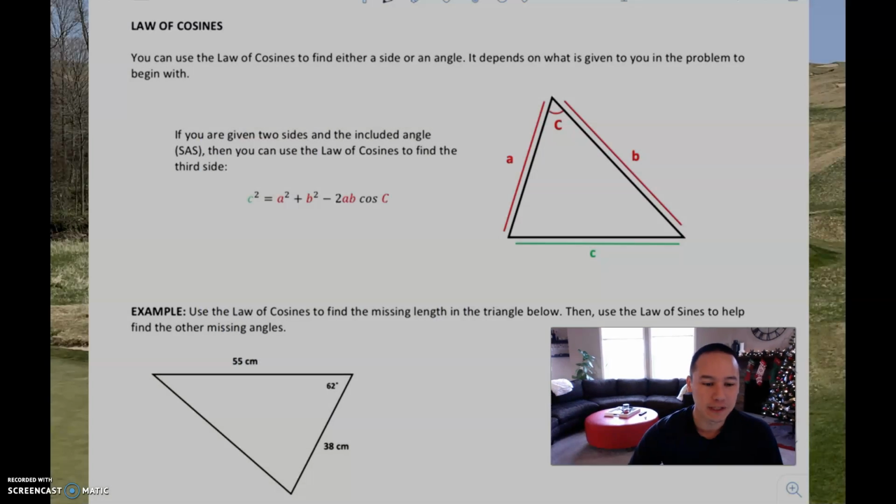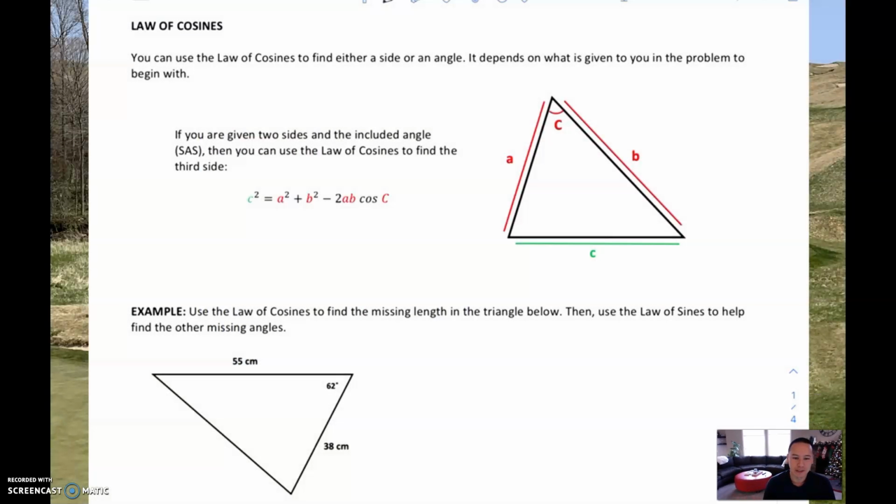So with the law of cosines, you're going to see two formulas, but they're the exact same formula that's just been manipulated. You can use one of those formulas to find a side, that's what we'll do first, and you can use the other formula to find an angle. That's what we'll do on the next page.